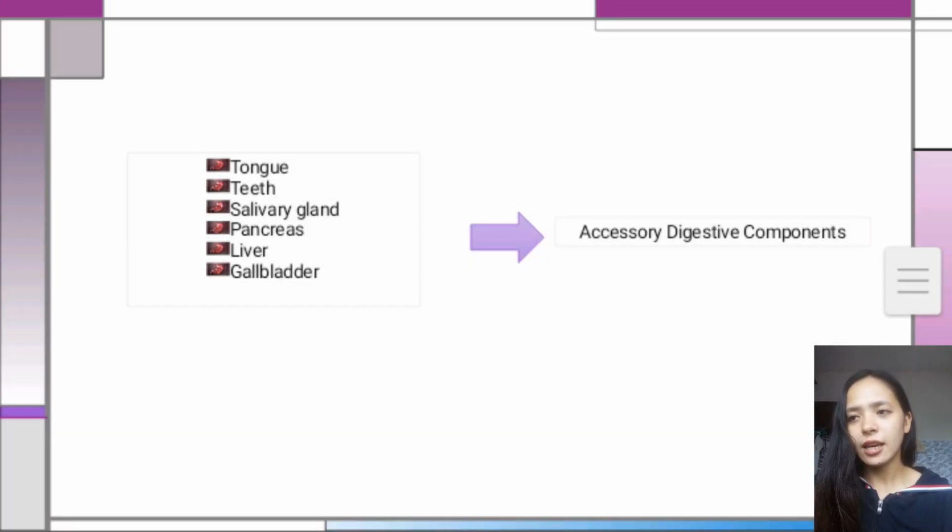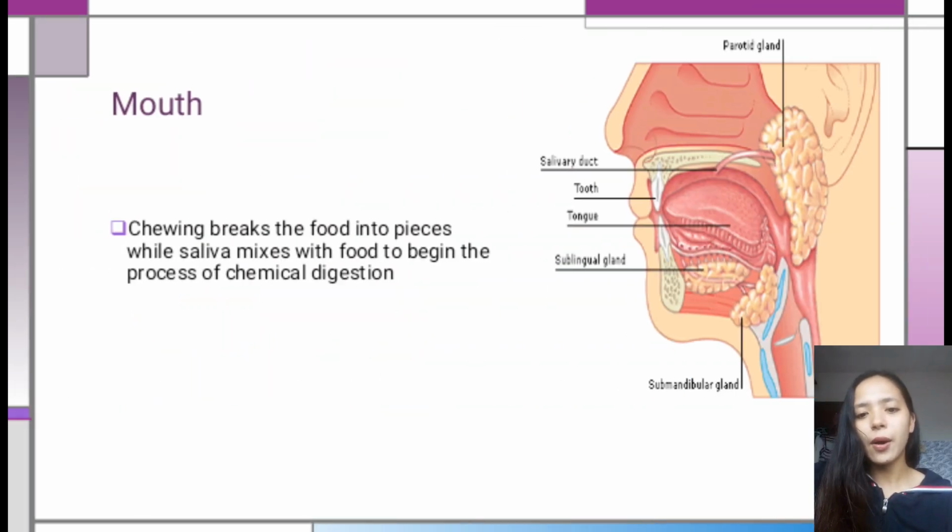Then, the second is the accessory digestive components, composed of the tongue, teeth, salivary glands, pancreas, liver, and gallbladder. These accessory components, even though they do not touch the food we take in, are important because they release their products to help digest the food we have taken in. So, they are still necessary. First, we are going to discuss the alimentary canal.